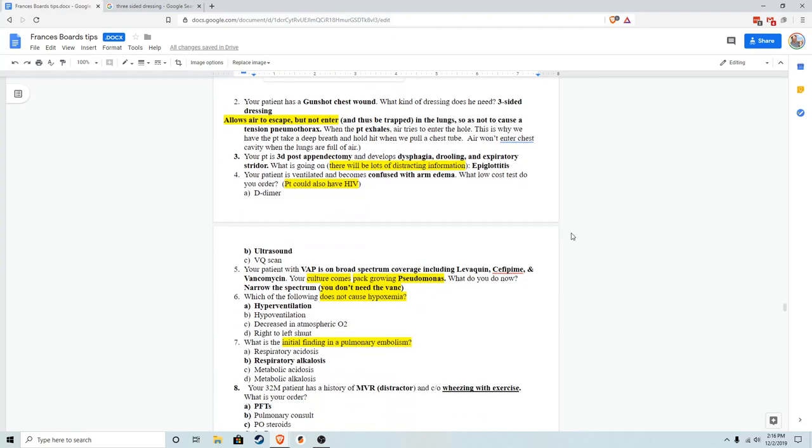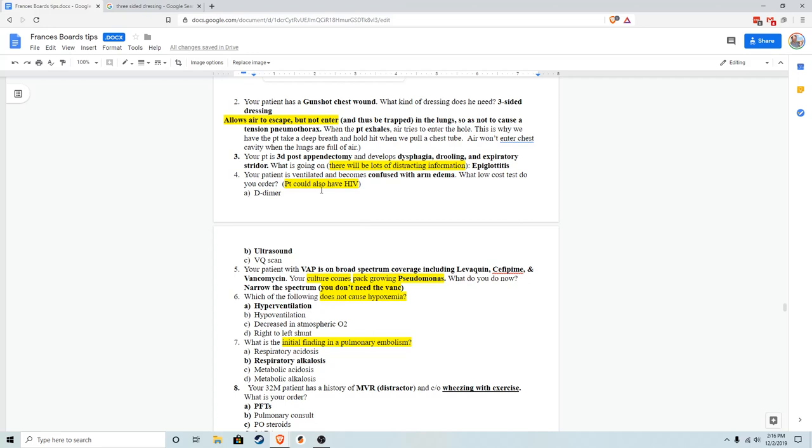On my examination, I had a picture of a chest, and it looked like there was a small round wound on the side of the chest. And it says, what kind of dressing would you use to treat this? And the answer was three-sided dressing.